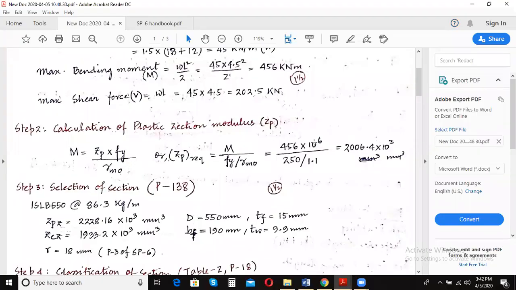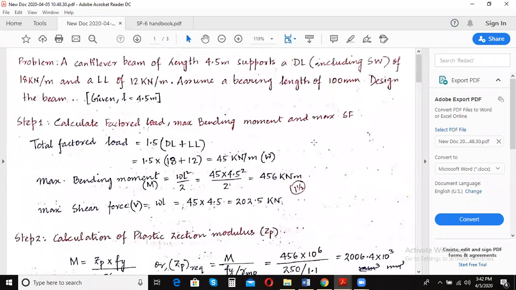Welcome back, students. So we were designing a beam and the initial calculations for the beam design were already done in the previous video. Let's recap the problem. A cantilever beam of length 4.5 meters supports a dead load of 18 kilonewtons per meter and a live load of 12 kilonewtons per meter. Assume a bearing length of 100 mm, design the beam.